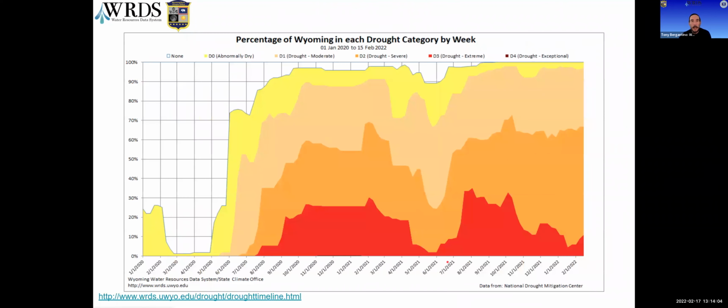And then finally, back at the state level again, just a more detailed look at the drought timeline starting at the beginning of 2020.